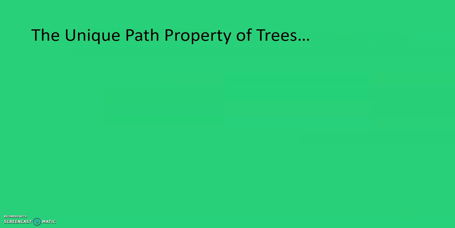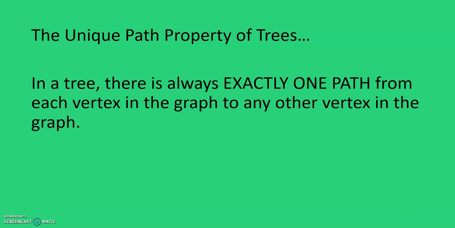The unique path property of trees says that in a tree, there is always exactly one path from each vertex in the graph to any other vertex in the graph.